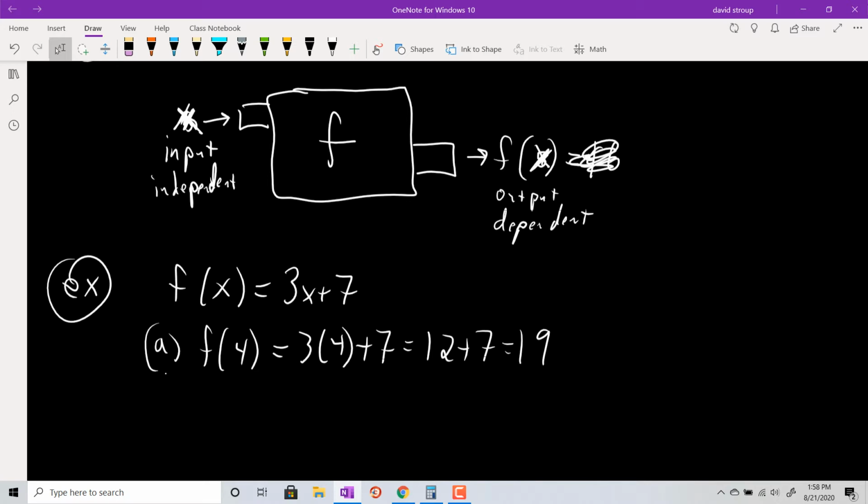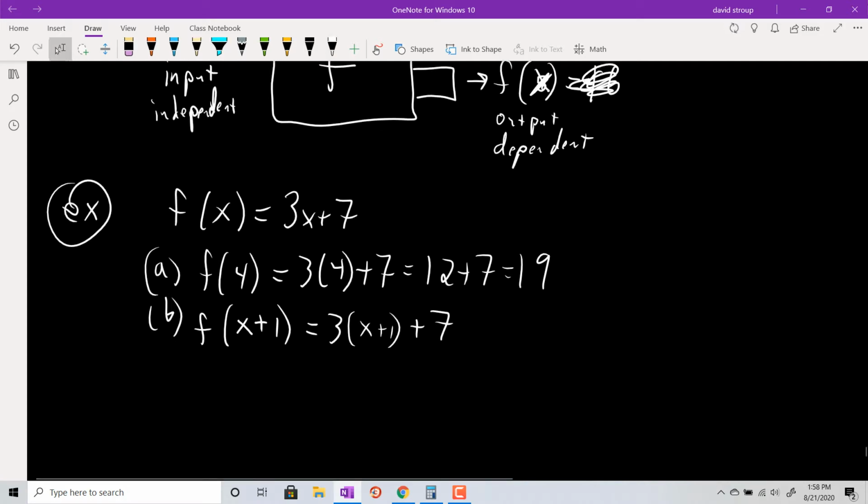Let's try another one. You don't just have to put numbers in there; you can put in other algebraic expressions, like x plus 1. Wherever I see x, I replace it with x plus 1. It totally changes the shape of the x plus 1 into something else. Distribute the 3, you get 3x plus 3, and then plus 7. So you get 3x plus 10.